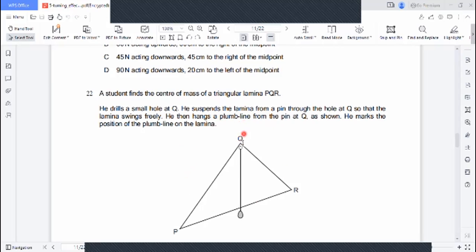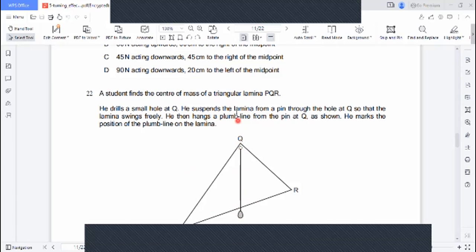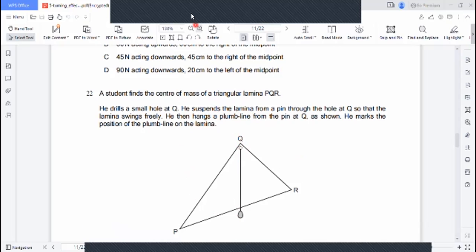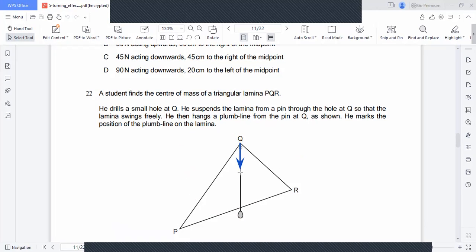He then hangs a plumb line. This is called a plumb line. Like here is a mass, and it is connected here. So the weight directly goes in the downward direction. So you can draw a line here to find out the center of mass. He marks the position of the plumb line. Okay, let's mark the position, something like this.